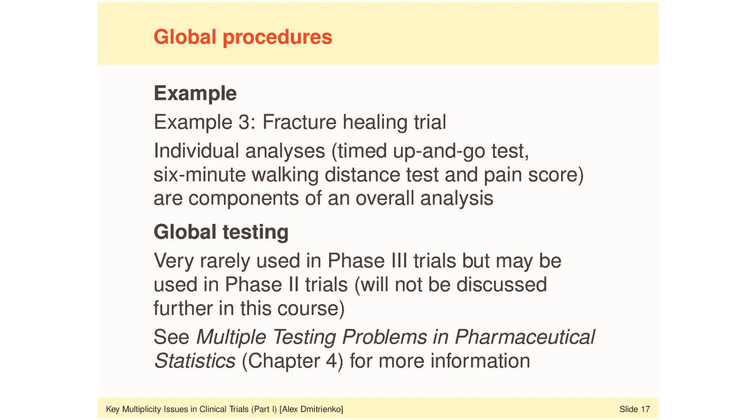In fact, I pointed out in Module A, when I introduced example 3, that this particular example is based on an unpublished phase 2 study. But I would like to say that much work has been done in this area, and there are several elegant statistical methods that could be used to build global testing procedures. If you would like to find out more about how to develop and apply global testing procedures, I would recommend that you read chapter 4 in our 2009 book, which is entitled Multiple Testing Problems in Pharmaceutical Statistics.